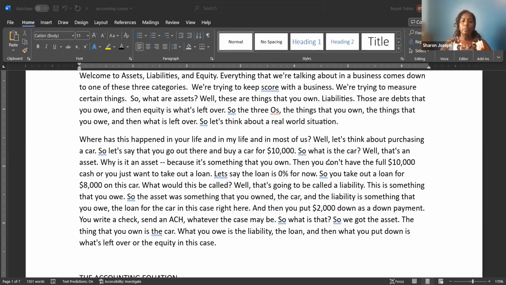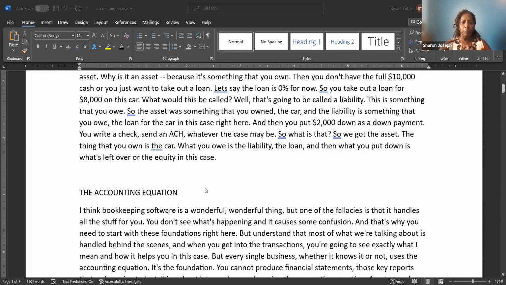And you put down $2,000 as a down payment. You write a check, send an ACH, whatever the case may be. So what is that? We have the asset, the thing that you own, the car. You owe the liability, which is the loan. And then what you put down is what's left over, or the equity in this case. So let's keep moving forward.